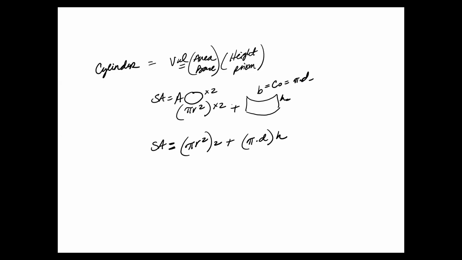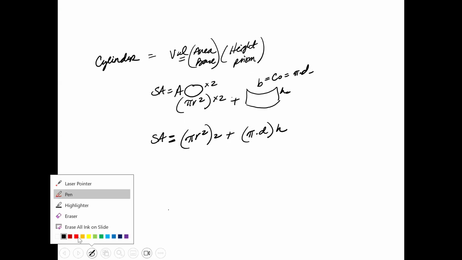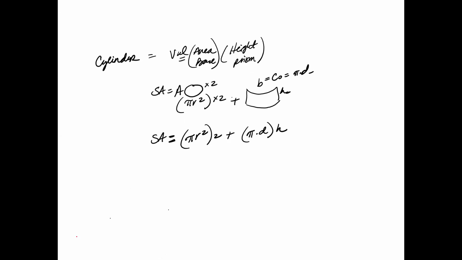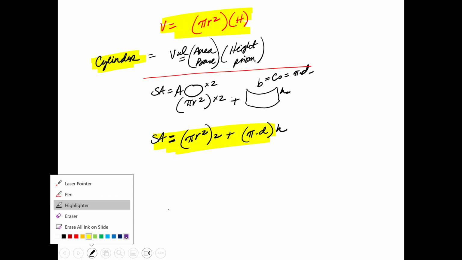Now for the cylinder volume, area of the base is just pi r squared. I'm sorry, there's just one circle for the base, not two, so there's a difference here. Pi r squared times height, that's your volume. So make sure you memorize this for volume and this for surface area, okay? This is a lot. I get it.